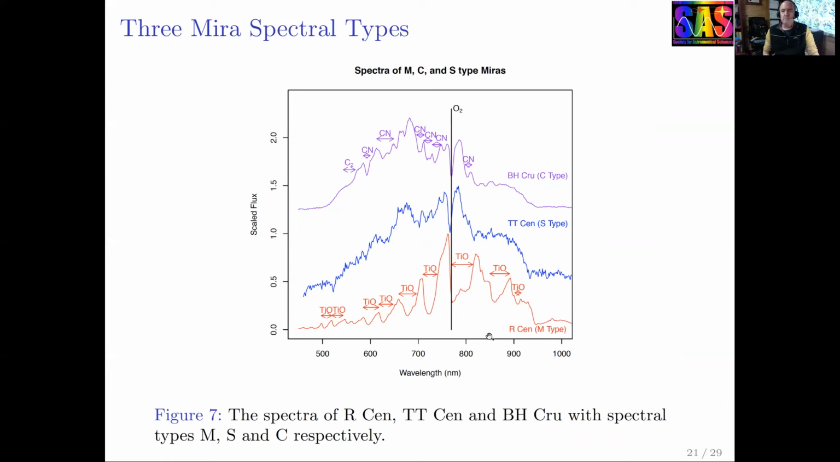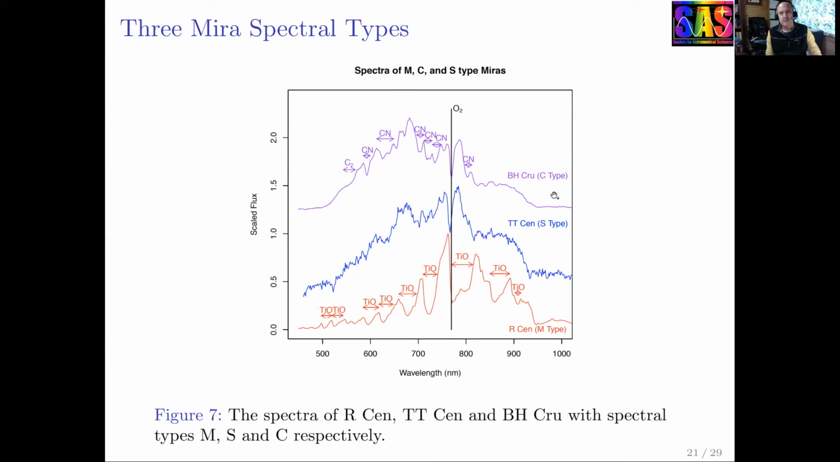If you put more carbon into the atmosphere, such that there are approximately similar amounts of carbon and oxygen, you get an S-type Mira. And this is TT Centauri, which is one. It's a fairly noisy spectrum because it was quite dim when I was observing it, but you can see that the structure of the spectrum is quite different from the M-type.